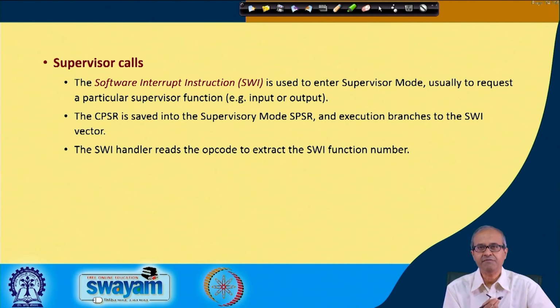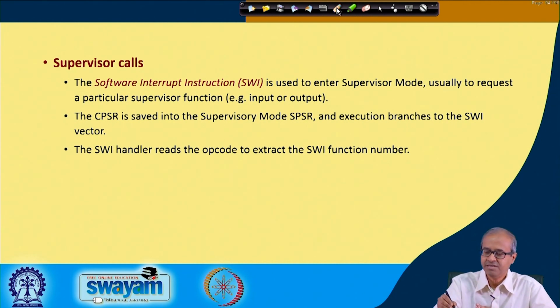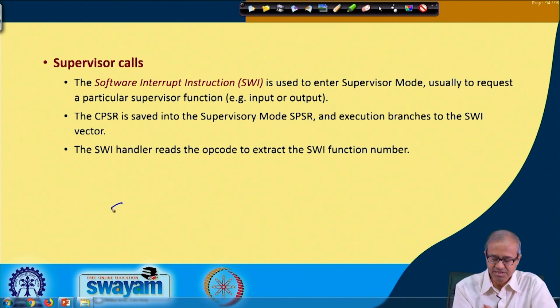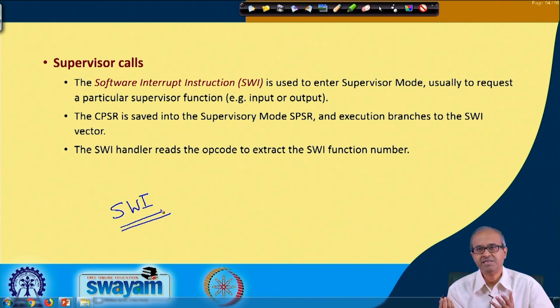There is another kind of instruction which also changes the value of PC. Of course, it is not so important from the point of view of embedded system design. These are called supervisory calls. There is an instruction called software interrupt, SWI. This is like a subroutine call.